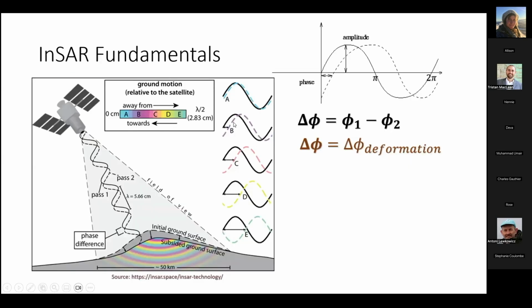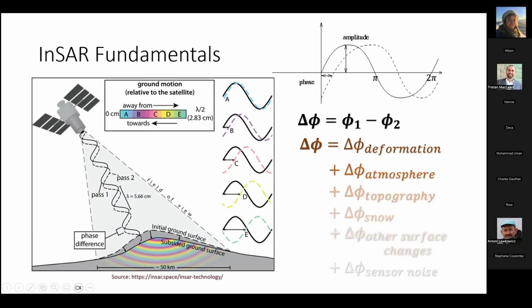And so just to give a brief overview of the fundamentals of InSAR, what I'm looking at is the difference of phase. An InSAR signal has both amplitude and phase. It's an electromagnetic signal. And so what InSAR looks at is the difference of phase, so that's basically the change in the path distance from the ground. That can be a component of deformation, which is the signal that I'm looking for, but it also has all these other components that will delay or change the signal, such as atmosphere, topography, snow, other changes such as vegetation changes, and then of course sensor noise.